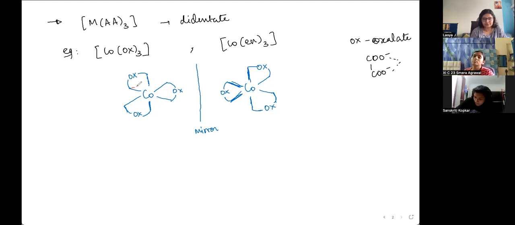Let's make it a little more. So this is the plane. It's all in the same plane. This is on top and bottom. Maybe this is all on the same plane. Top and bottom. Okay, so one oxalate is on this particular plane, and two of them are perpendicular to this plane diagonally. So we can imagine one on top and one on bottom.